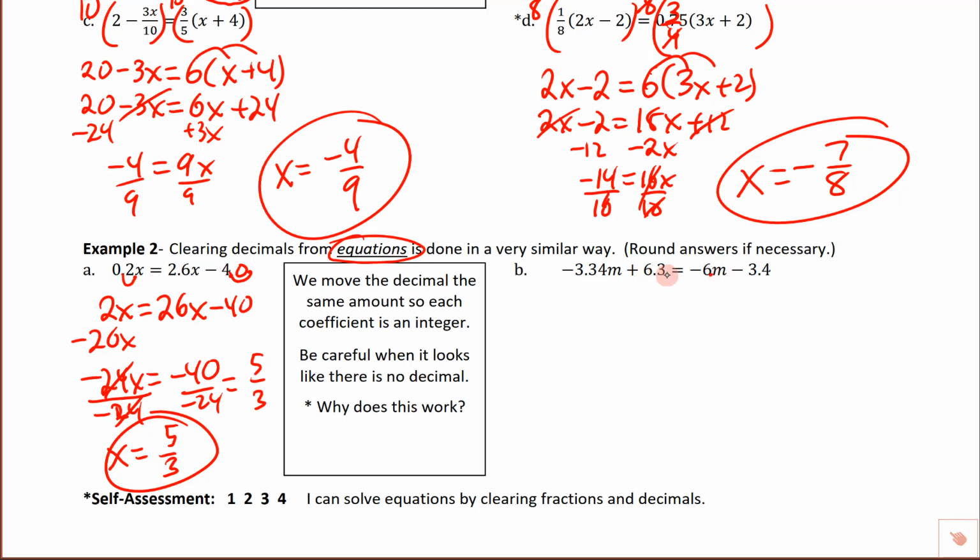This one we could get away with moving it once. And this one we've got to move it twice. Okay, so 2 decimal places there. But remember, they've got to move the same amount. So whichever one needs to move the most, that's what we do. So we're going to move over 1, 2.